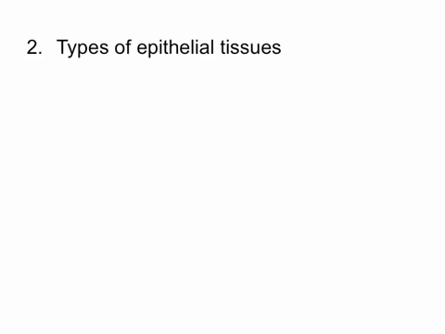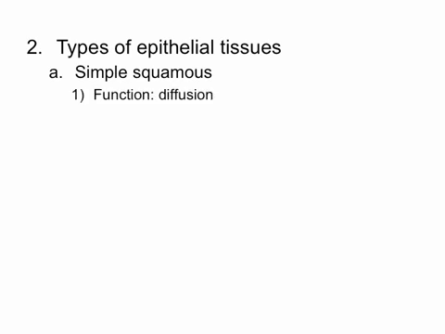You can find simple squamous epithelium in places like your blood vessels, where we know that we want oxygen, say, and carbon dioxide to be able to easily diffuse across the membranes. Additionally, we can find some of the simple squamous epithelium inside of the lungs, again, for the purpose of diffusion of gases across those membranes.